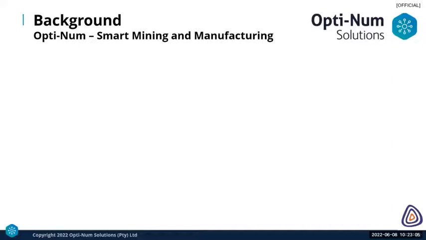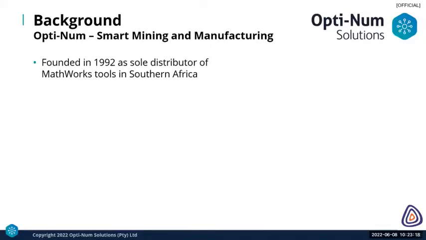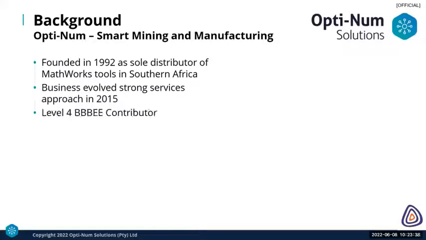All right. So before I jump into the boiler trip detection case study, I'd like to give a little bit of background behind Optimum Solutions and, specifically, our smart mining and manufacturing focus area. Optimum was founded around 30 years ago, and we were originally just the sole distributor of some MathWorks tools, and we branched into some consulting work. From around 2015, we have a fairly strong technical team and a fairly strong services approach. We're a level 4 BEE contributor.